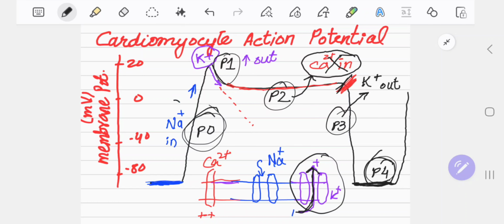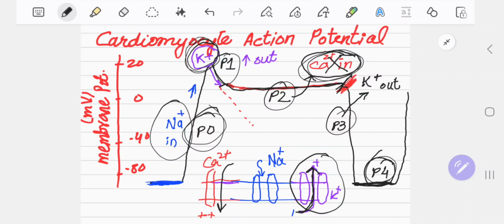In phase 0, sodium ion channels open and the action potential increases until the potassium ion channels open, and the membrane potential starts decreasing. But after some time, the calcium channels open as well, and calcium starts coming in, neutralizing the effect of potassium. That's why this plateau occurs in phase 2.